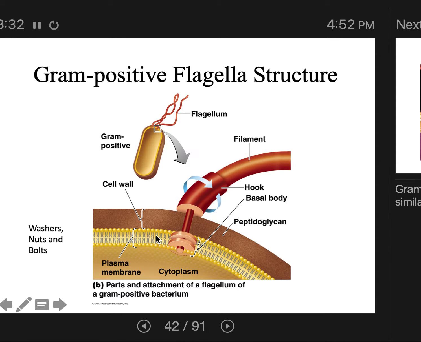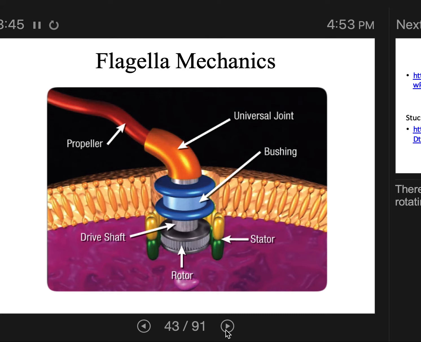Here's a gram-positive bacteria. It's got a thicker cell wall, only a single lipid bilayer. It's the same idea, it's just that it only has to be anchored into one membrane instead of two. There are other features of flagella that resemble machinery, including a rotating rotor, drive shafts, and a stator to stabilize the rotor. And you'll see this structure again when we look at ATP synthase in the electron transport chain, when we're talking about respiration and metabolism next week.